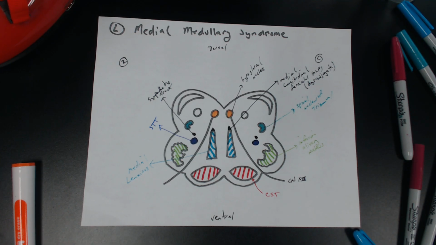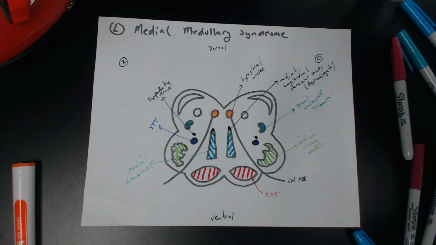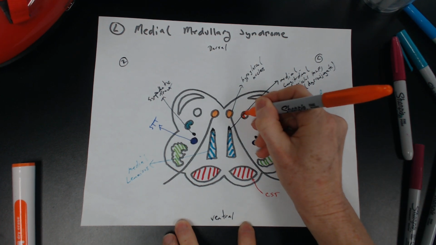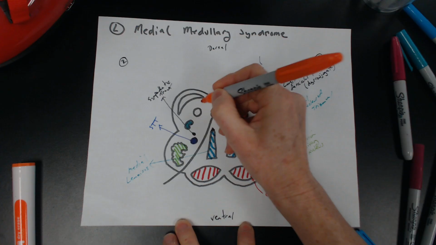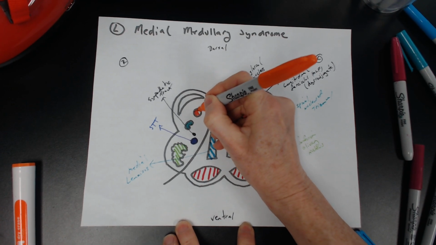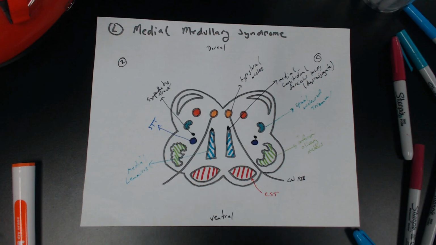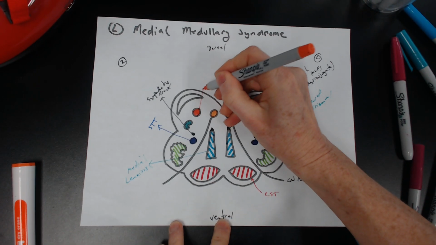Okay, moving on to the next one we have, let's make it bright orange. This is going to be that nucleus that doesn't know who it belongs to. It's the motor nucleus for both cranial nerves 9 and 10. Does anybody remember the name of that nucleus? Yep, that's your nucleus ambiguus.